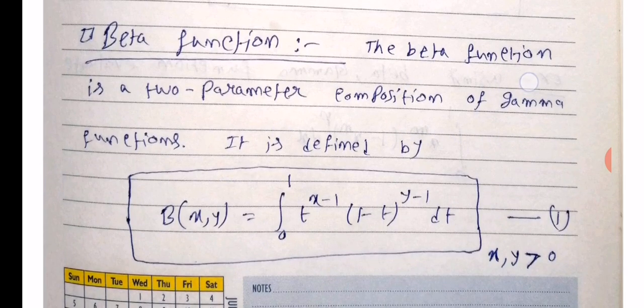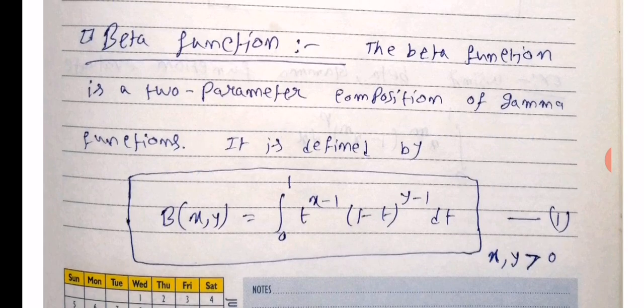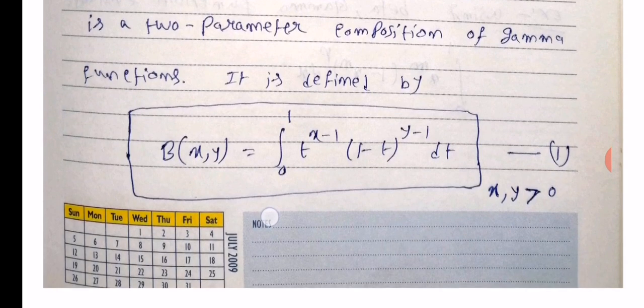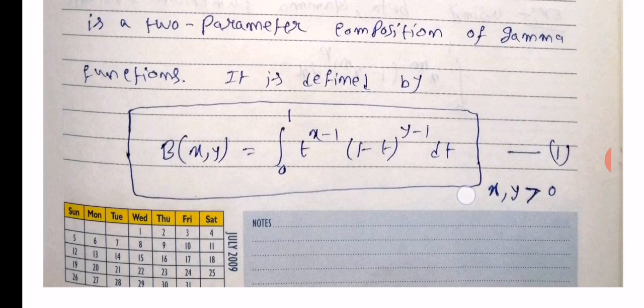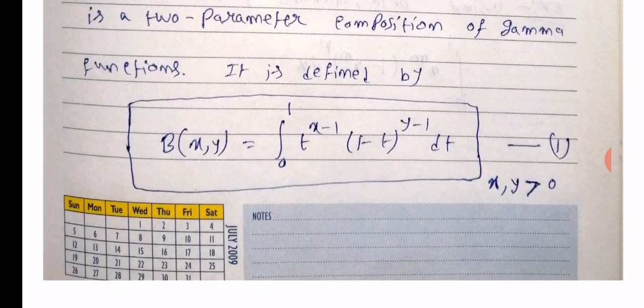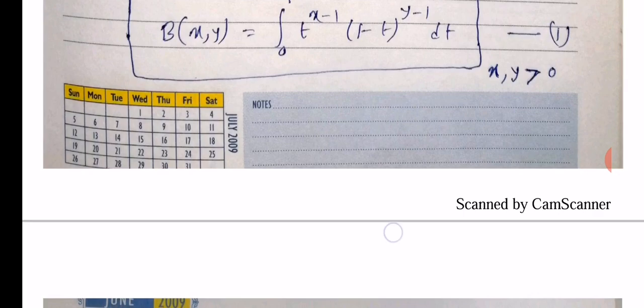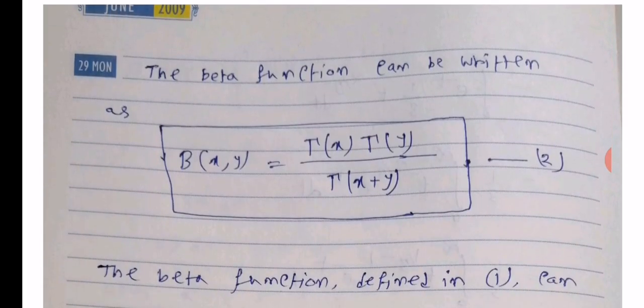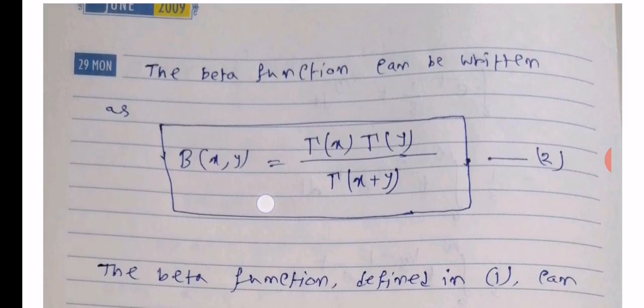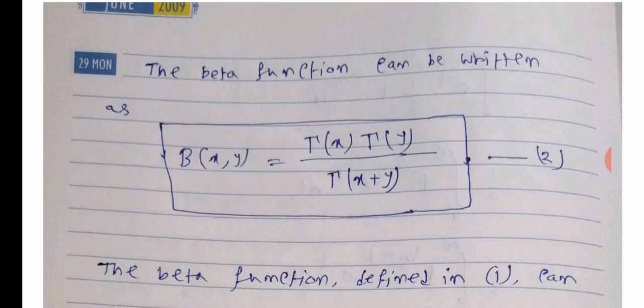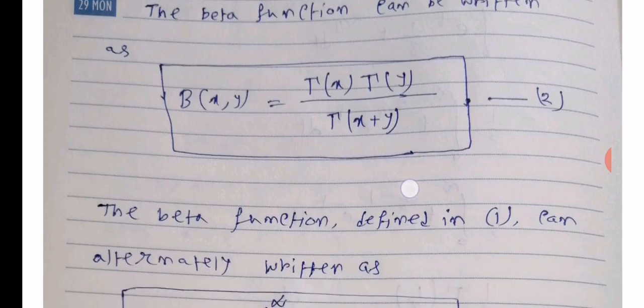So what is beta function? The beta function is nothing but a two parameter composition of gamma function, that is there is two parameter. It is defined by B(x,y) equal to integration 0 to 1 t to the power x minus 1, 1 minus t to the power y minus 1 dt, where x and y are any positive number greater than 0. The beta function can be written as B(x,y) equal to gamma of x gamma of y by gamma of x plus y.